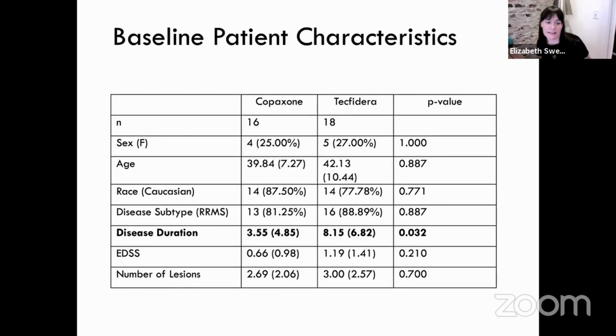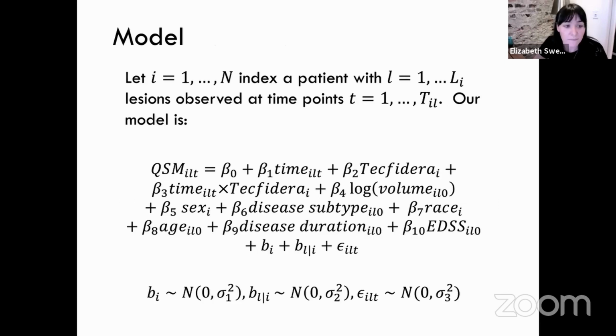And these are our baseline characteristics. Overall, for most of these there was no statistically significant difference between the two groups. But one thing that I do want to show is that there is a difference in disease duration. People on Copaxone had a shorter disease duration than those on Tecfidera. That's due to the fact that Copaxone is normally used as an earlier line treatment than Tecfidera, and it's something that we are interested in adjusting for.